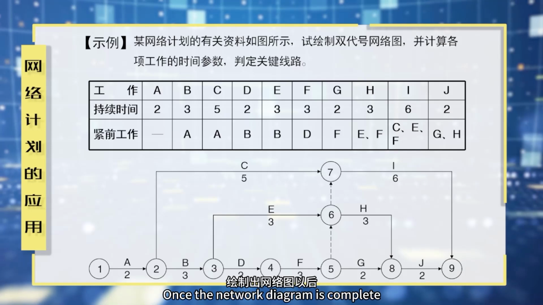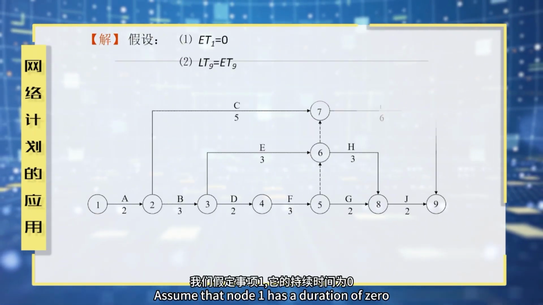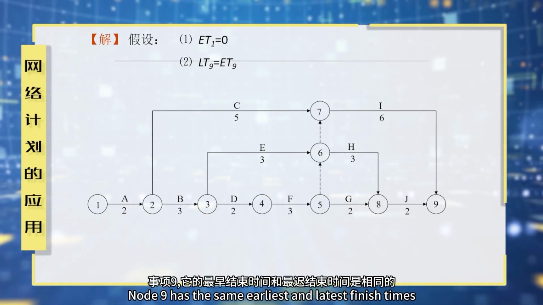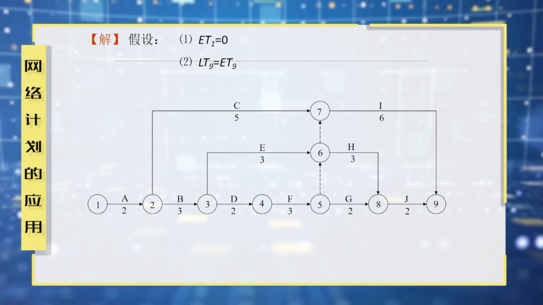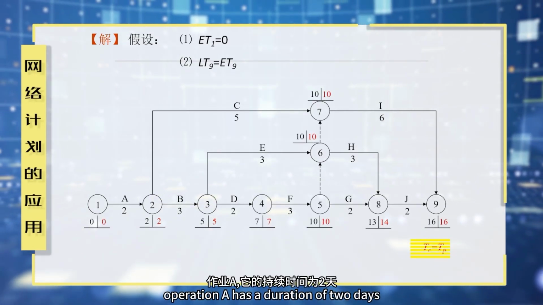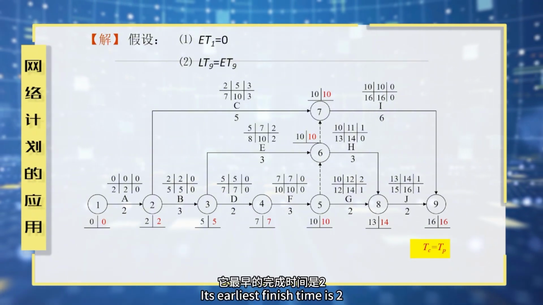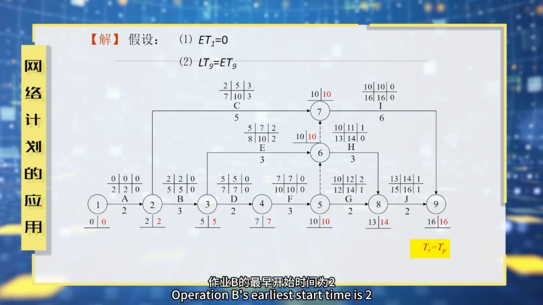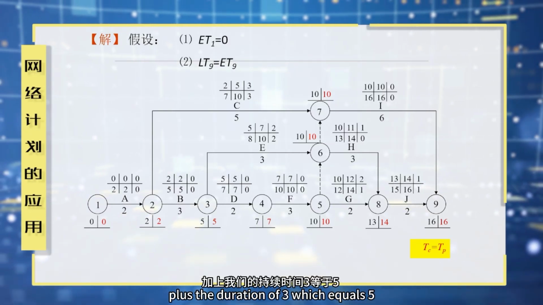Once the network diagram is complete, we can calculate the time parameters. Assume that node 1 has a duration of 0. Node 9 has the same earliest and latest finish times. Let's first calculate the earliest start and earliest finish times. We calculate them along the direction of event progression. For example, operation A has a duration of 2 days, so its earliest start time is 0. Its earliest finish time is 2. Operation B's earliest start time is 2. And its earliest finish time is 2 plus the duration of 3, which equals 5.